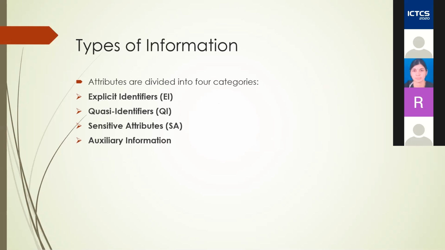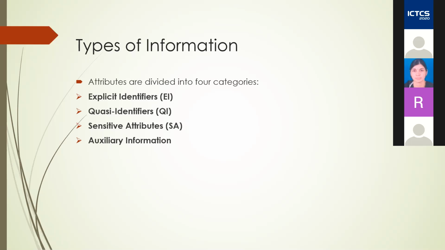And these are the attributes, the information which we store in the database, that are categorized into different types. Explicit identifiers are unique attributes, for example the roll number or ID of the student. Quasi-identifiers are linking attributes, like the course and books of the student.